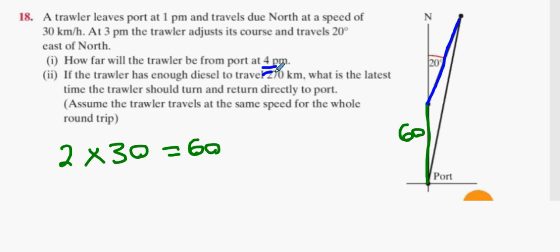4 p.m. So what does that mean? That's another hour, isn't it? And how fast did he travel then? He's still travelling 30, wasn't he? So the blue line is 30. Can anybody tell me what the red angle is? 180 take away 20, 160.